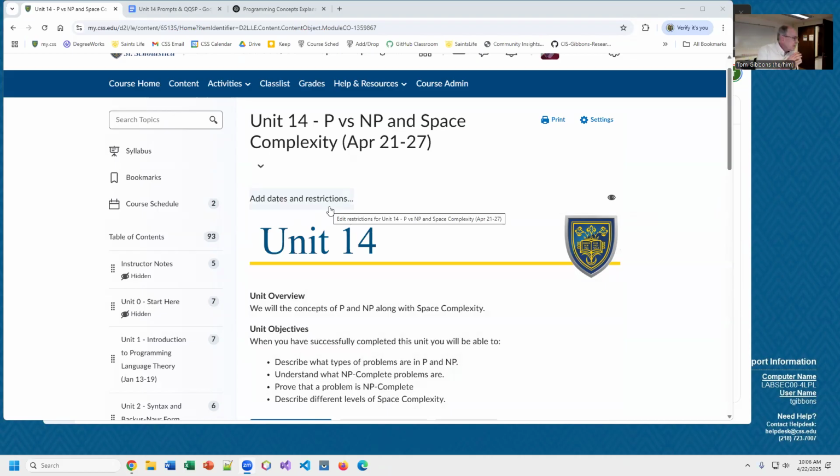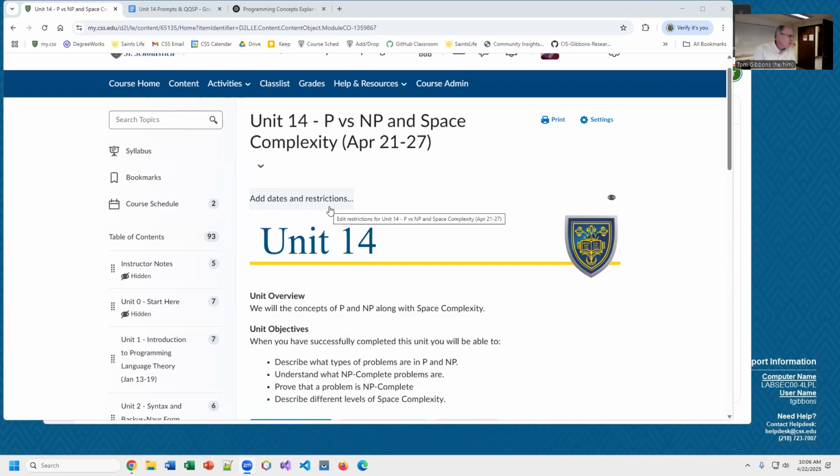Okay, I'm gonna get started today on Unit 14. This is, I think, one of the culminations of complexity theory and computational theory in general. We're going to talk about P versus NP and what are called NP complete problems this week.